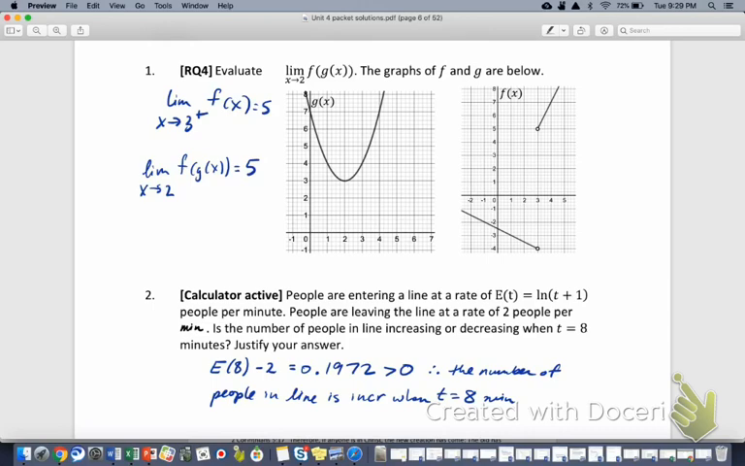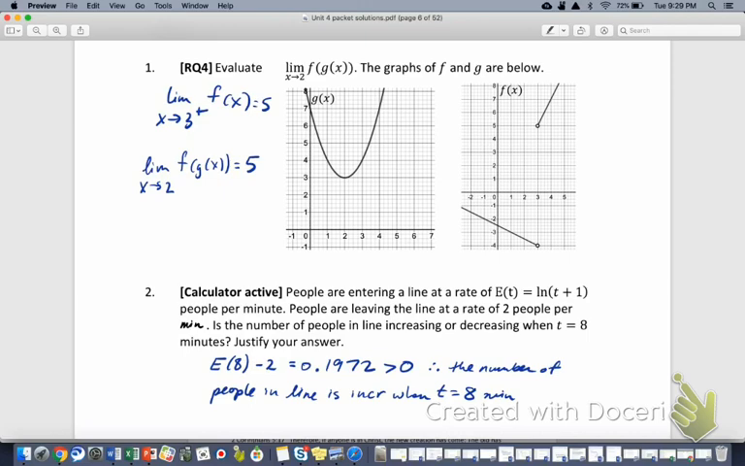All right, so here are some answers for numbers 1 and 2 from the review. Number 1 is kind of a tricky little limit question. It's the limit of a composite function. And so what you want to do first, I'll actually add something to this solution here. I'm going to say that the first thing I want to do is find the limit as x approaches 2 of g of x.